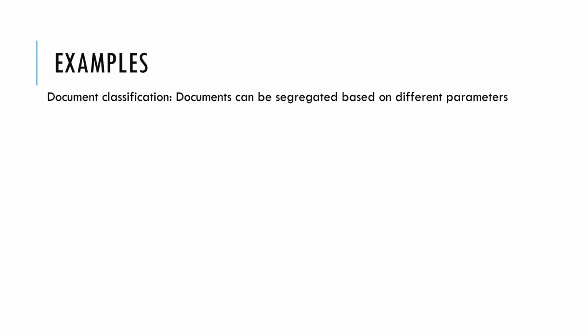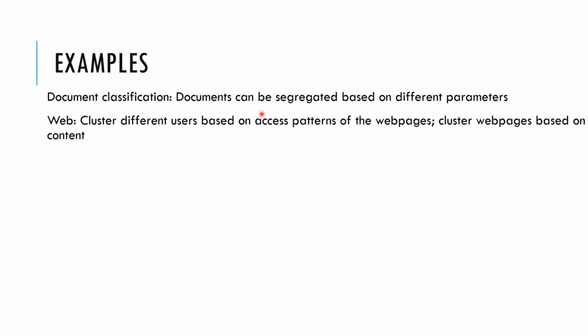So let's look at some examples of how clustering helps in real life problems. There's document classification. We can use clustering to segregate different documents based on different parameters defined by the domain experts. Another example is the web. Using clustering techniques, we can divide users based on their access patterns of the web pages. Certain users would love a particular news article, another user may like entertainment news, one user may like crime news, something like that.